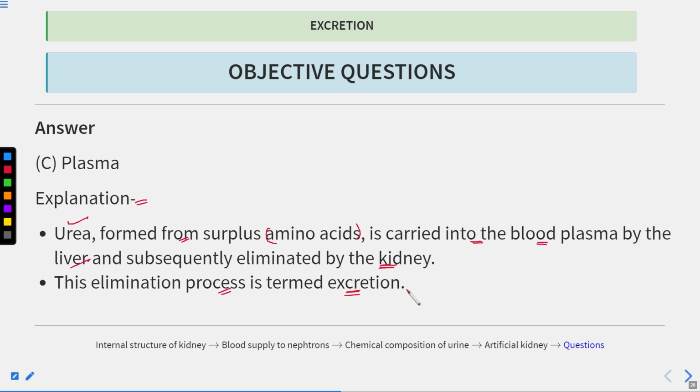So what does excretion mean? It means the elimination of the waste products that are produced during the metabolic reactions. So here the correct answer is plasma.